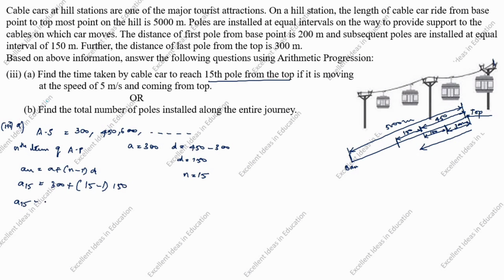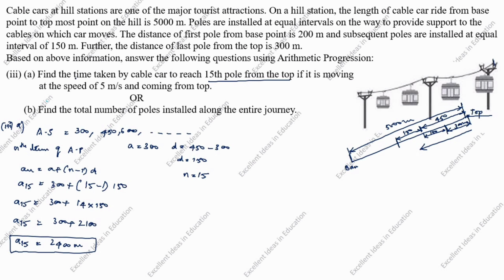a15 is equal to 300 plus 15 minus 1 is 14 into 150. a15 is equal to 300 plus 14 into 150, which is 2100. a15 is equal to 300 plus 2100, which is 2400 meter. Now we got the distance of the 15th pole from the top of the hill.